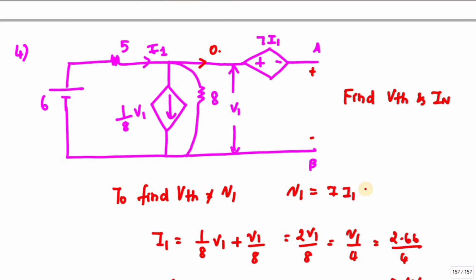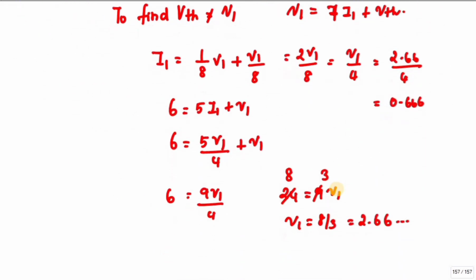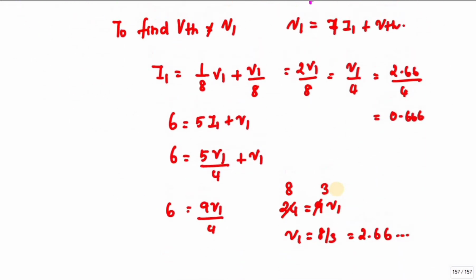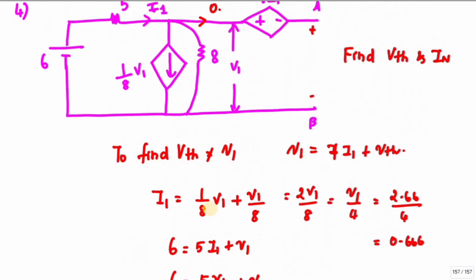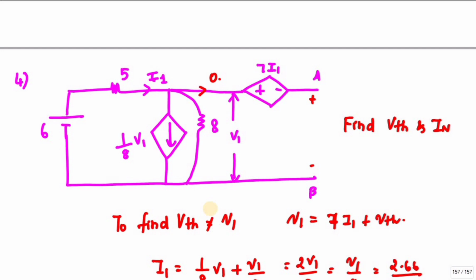Okay, so what is V1? V1 is equal to 7 I1 plus VTH. So VTH is equal to V1 minus 7 I1, that is 2.66 minus 7 times I1, and I1 is 0.66. So you substitute that value, and the answer is minus 2 volts. That is your VTH. And for the same question, they are asked to find the IN.